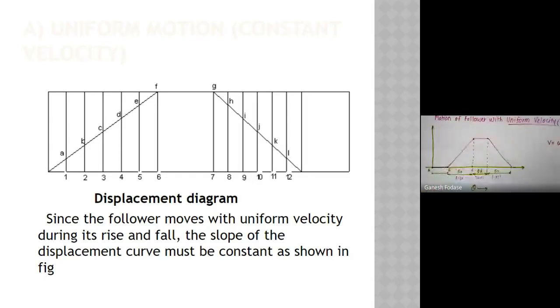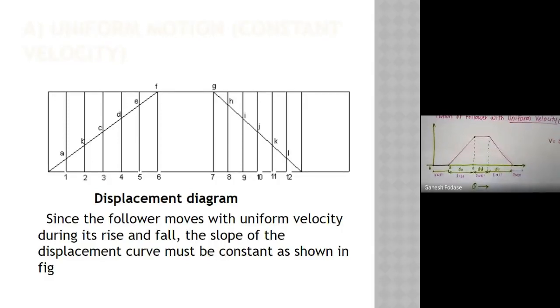We assume that at the beginning also there is dwell, and at the end again there may be dwell. We don't know. So basically this part we consider there is rise, dwell and fall. Now as the displacement diagram is known to you, if you consider this diagram, we need to find out now what is velocity and acceleration with respect to this diagram.